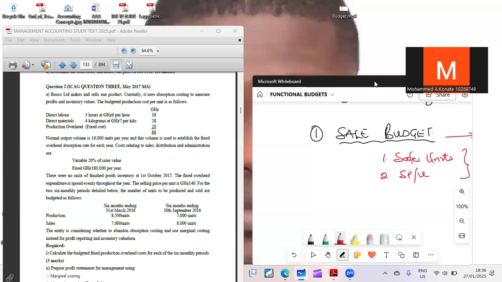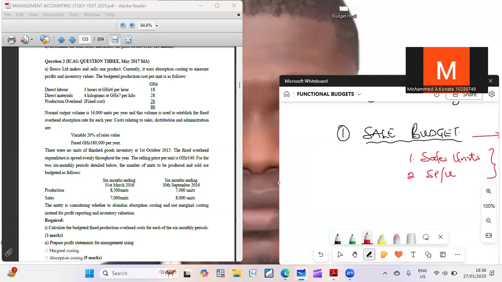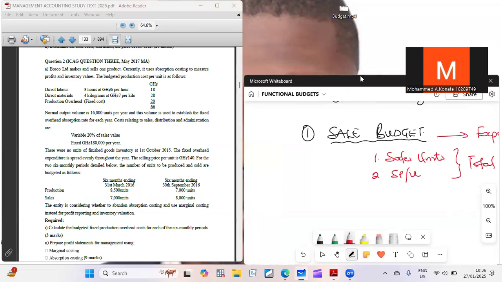So all we need is only two things, right? We need the units and we need the selling price. And these things are provided by the question. All right. So it is very easy to prepare a sales budget.